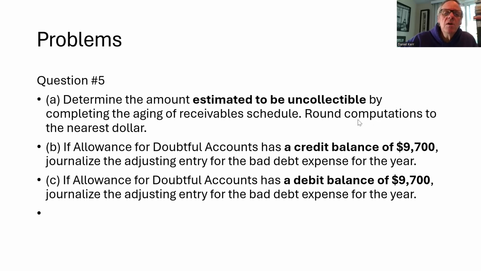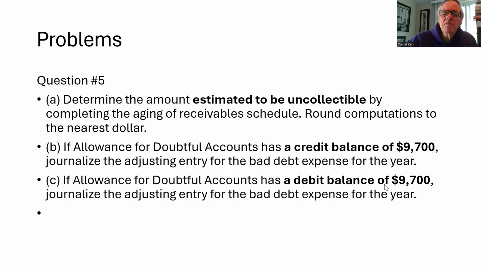That's part A. Part B, you've got to give me the journal entry to record the bad debts expense under the assumption that the allowance for doubtful accounts had a credit balance of $9,700. And then part C, you can use the same estimate of uncollectibles that you had in part A that you used in part B. But here I want you to assume that the allowance for doubtful accounts had a debit balance of $9,700.